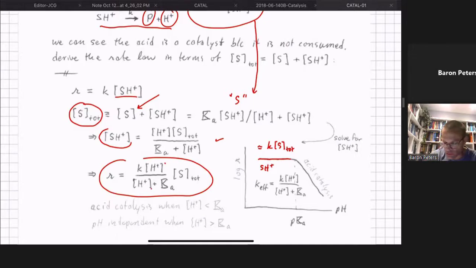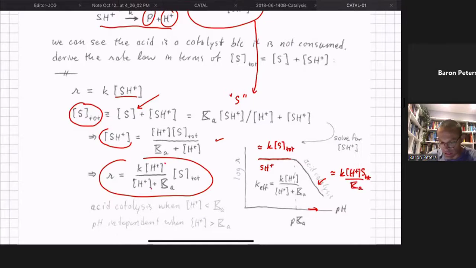If I move out to the right of my pH profile, as I move in this direction, the H+ concentration is getting smaller and smaller. Eventually it gets smaller than Ka itself, and now I can basically ignore it, and I get a rate law that looks like k H+ S total divided by Ka. So over here, my rate law is approximately k H+ S total over Ka, like this.